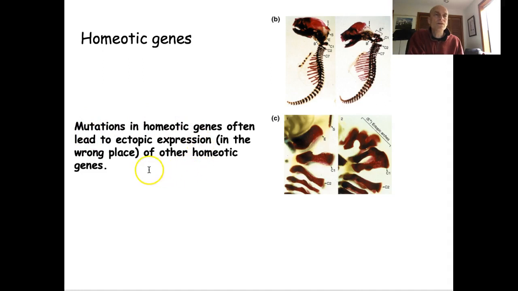So mutations in homeotic genes often lead to ectopic expression of other homeotic genes. So those are the two terms for you to remember: homeotic genes and ectopic expression. So where is it expressed and what types of genes are these? We'll see that also happens in plants.